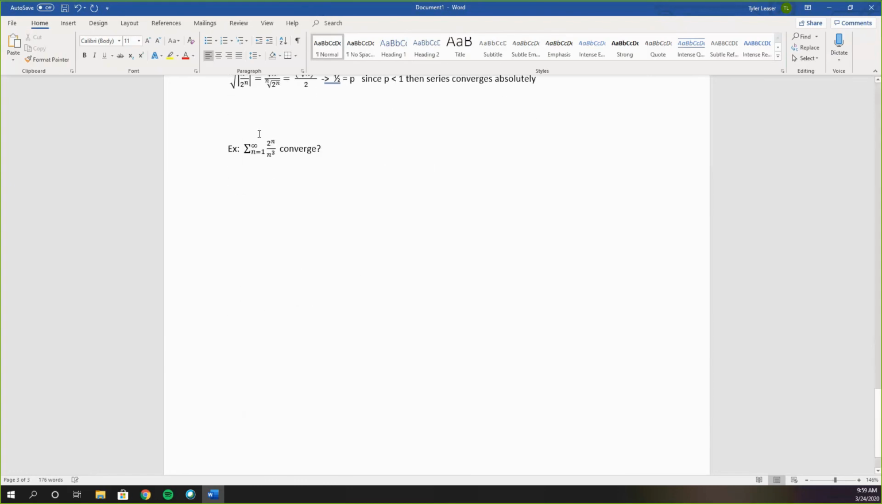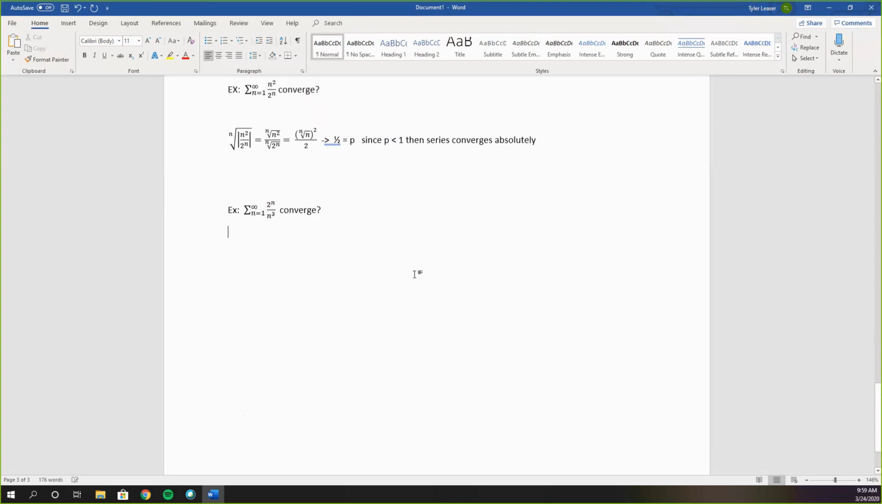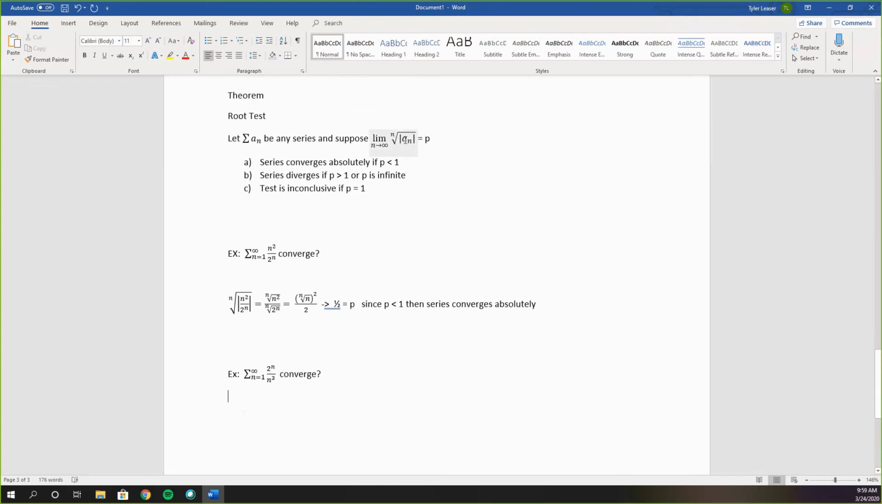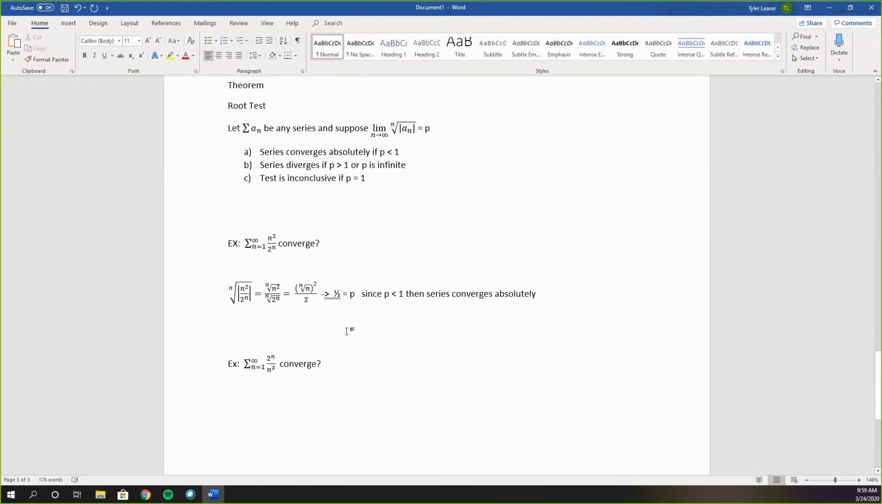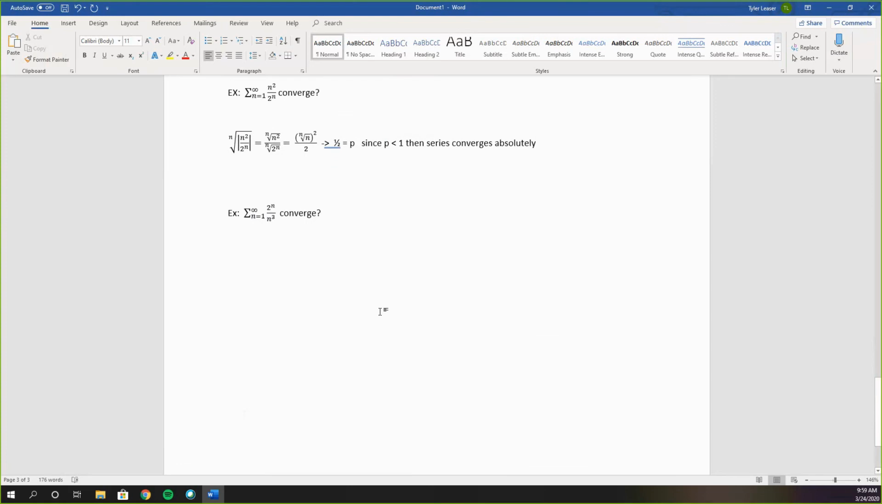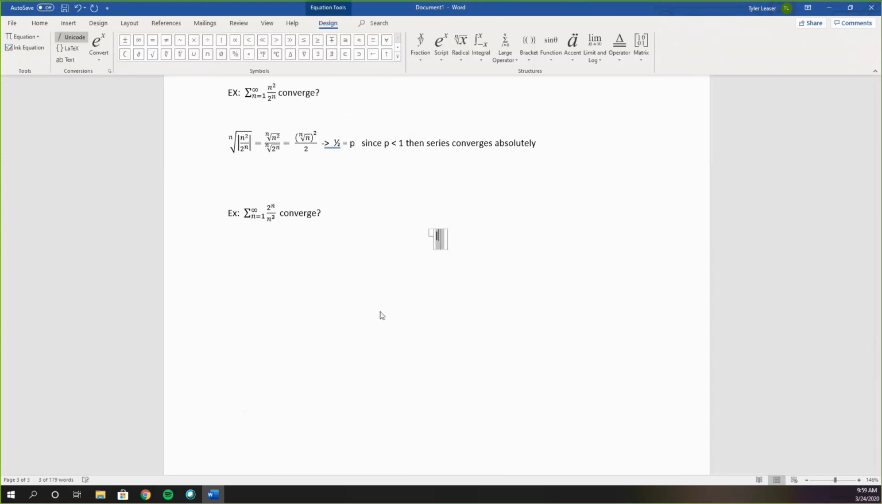All right, so again, because we have that n as an exponent here, the root test may actually be a little bit easier, so we're going to do the root test here. So we have to take the limit as n goes to infinity of the nth root of the absolute value of the nth term. So let's not worry about the limit yet, let's just go ahead and look at the nth root of the absolute value of 2 to the n divided by n cubed. I didn't have to write the absolute value here because I already know that these terms are all positive.